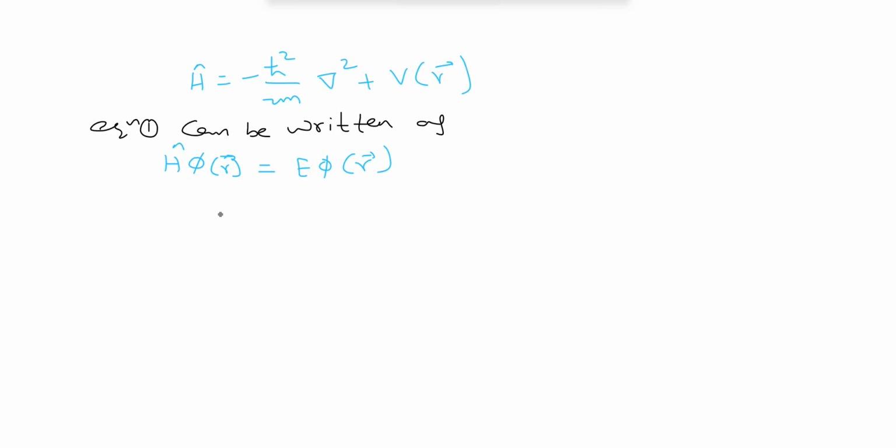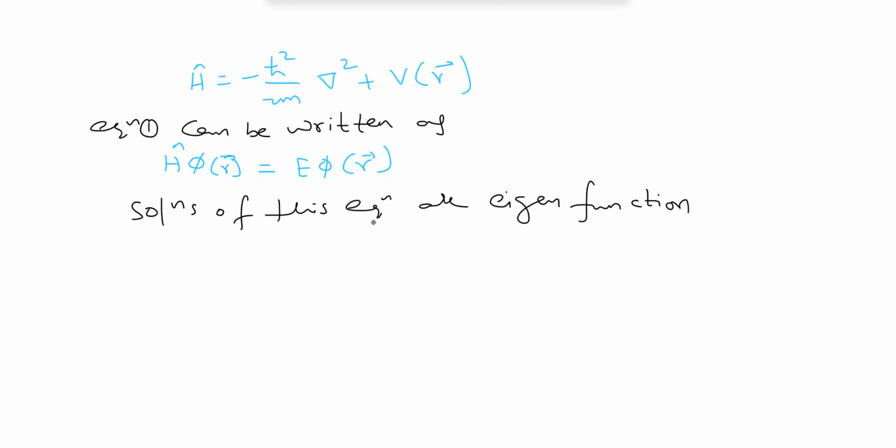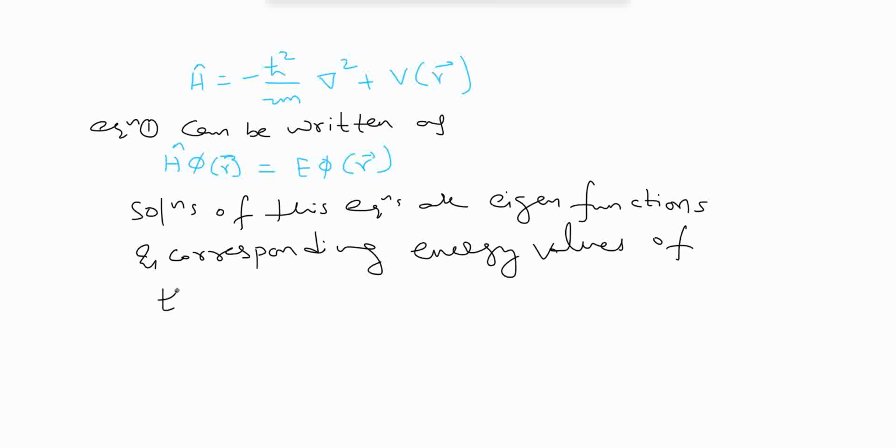Now H cap is an operator that gives us the total energy of the particle. Basically, it represents the total energy of the particle, and solutions of this equation are called eigenfunctions. So an eigenfunction is nothing but the wave function which is a solution to the Schrodinger equation. And the corresponding energy values of the eigenfunctions are called eigenstates.